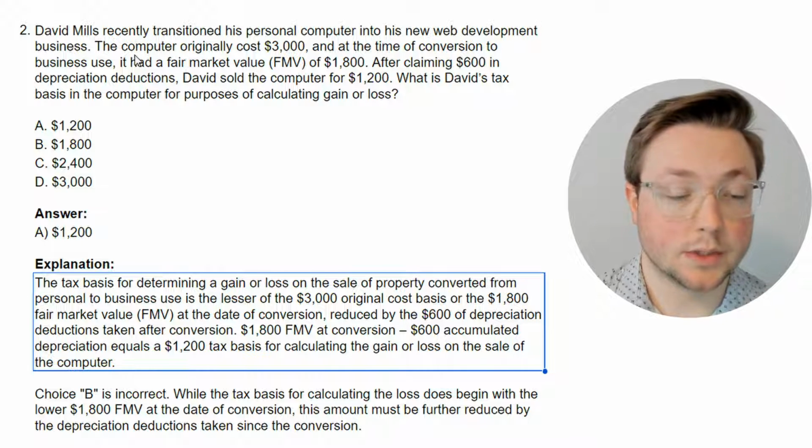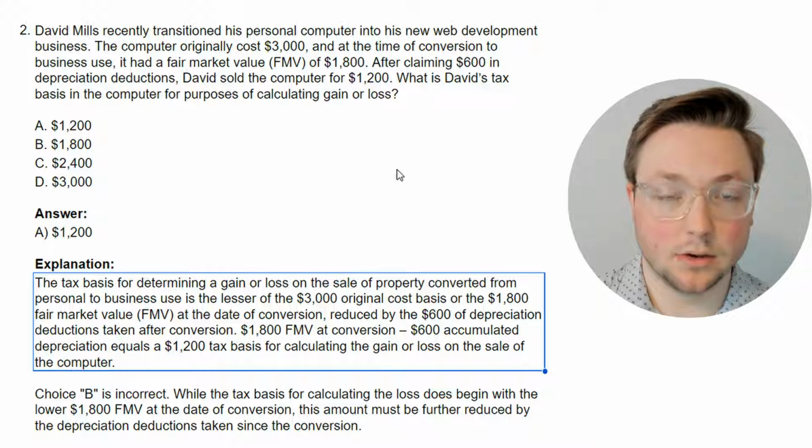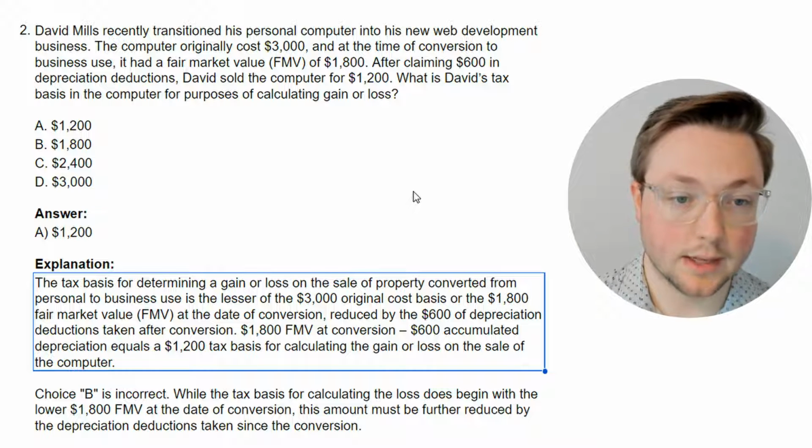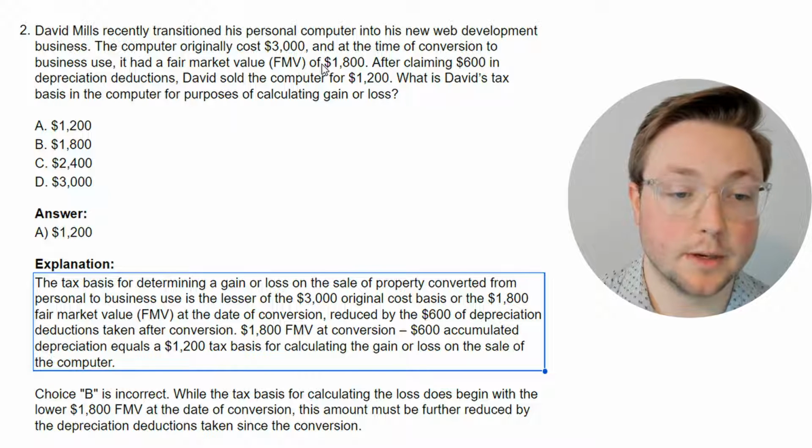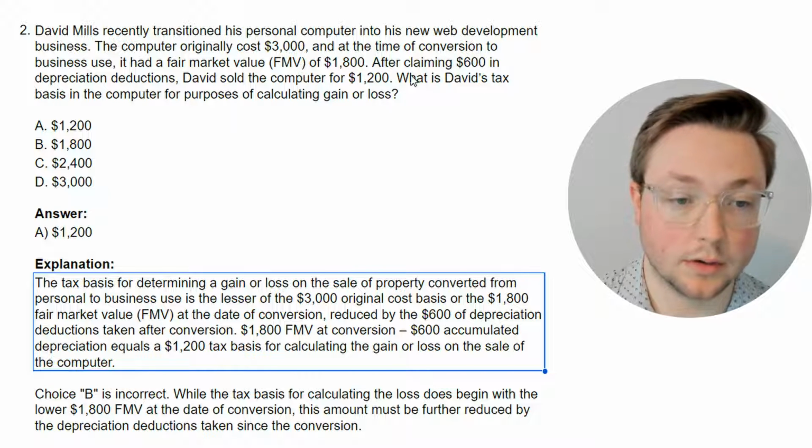So first we have to decide what was the tax basis on the date of the conversion. It was either the $3,000 or the fair market value of $1,800, and it's the lesser of the two. We learned that in the first question. So we start with $1,800, and after claiming $600 of deductions, he sold it for $1,200, but the whole thing that it's asking in this question is what was the basis when he sold it? And the basis would have been the adjusted basis of $1,800 less the $600 being $1,200.